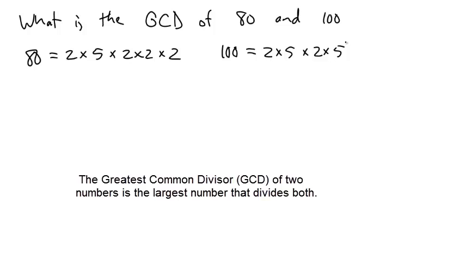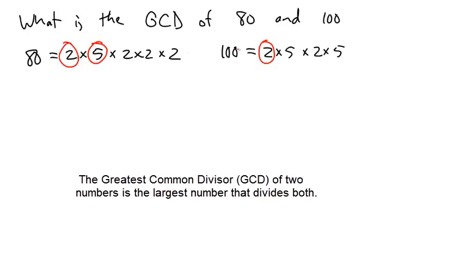Okay, so now these numbers are factored. Now we can say, well, let's see. Circle things they have in common. They both have a 2. Great. 2 is a number that divides both of them. 80 can be divided by 2, 100 can be divided by 2. 2 is a common divisor. It's a divisor of both. They share it in common. It's not the greatest common divisor.